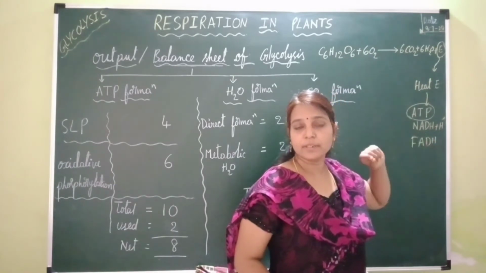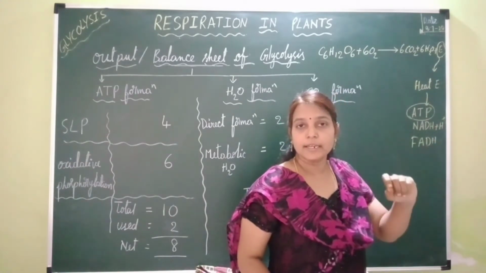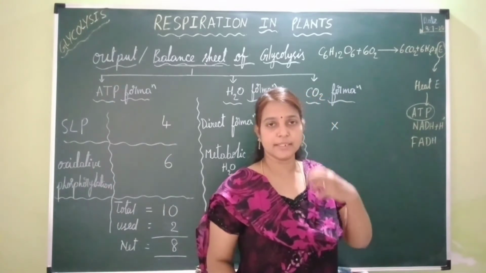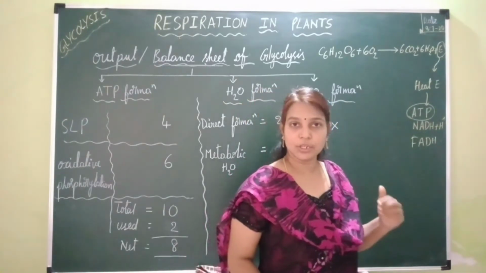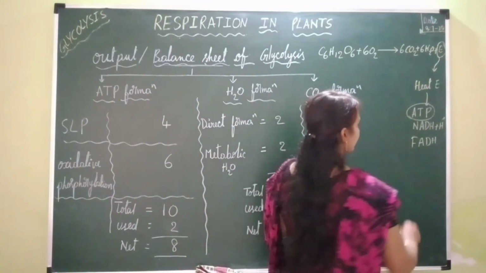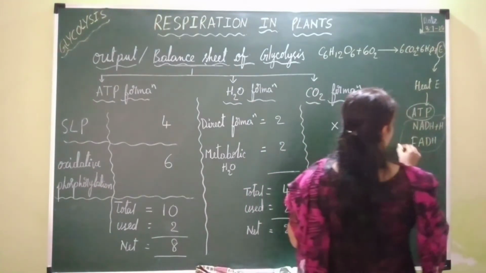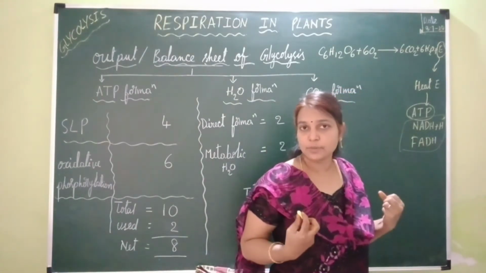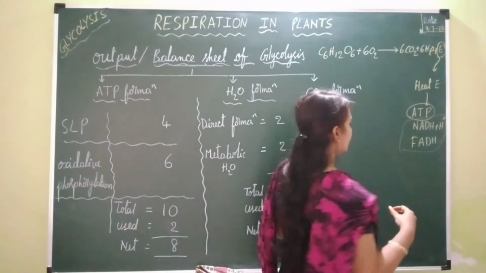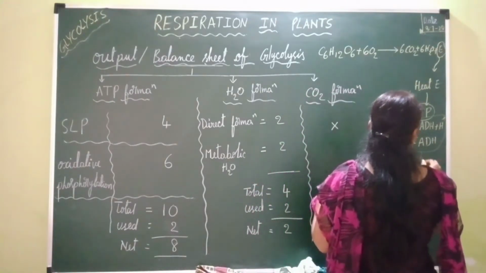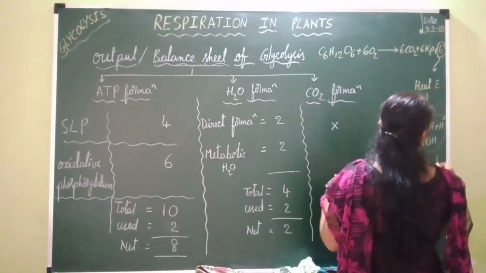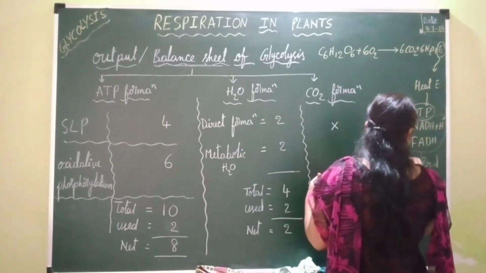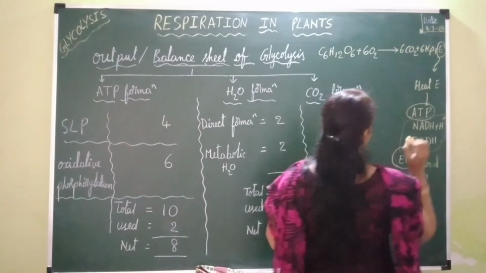That means whenever the cell is in need of energy, the energy which is stored in the form of ATP can be utilized by the cell to perform other energy requiring processes. Whereas NADH2 and FADH2, which are stored inside the cell, cannot be utilized by the cell directly, and hence NADH2 and FADH2 undergo breakdown or oxidation for the formation of ATP through what? Through a metabolic pathway called ETS.